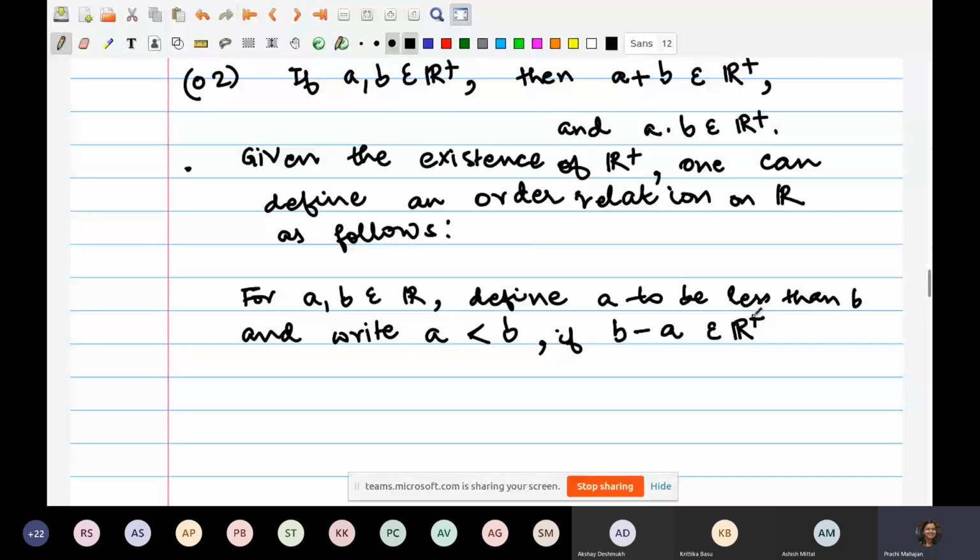Does everybody follow this definition? This is a notation that I'm introducing. When I say A is less than B, I'm going to write it like this. If I consider B plus, applying the binary operation of addition, the additive inverse of A, this output, whatever I get, lies in this non-empty subset of R. Is this okay?